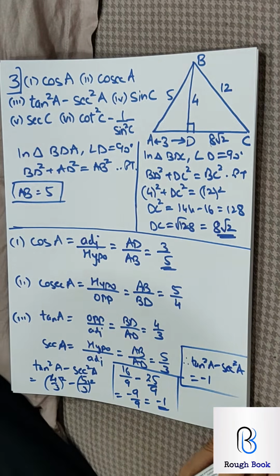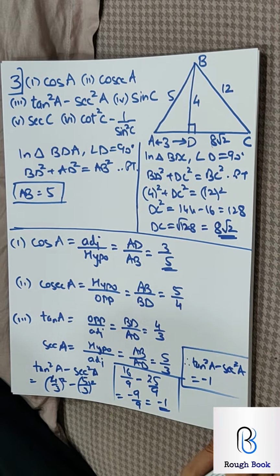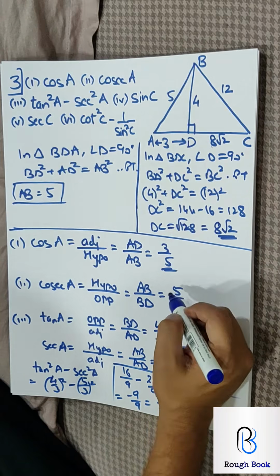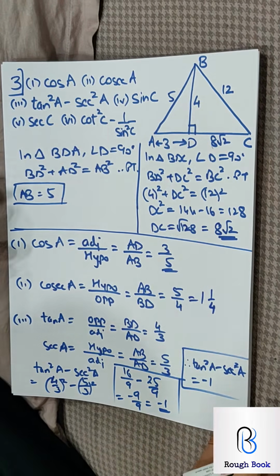Yeah, how many managed to reach there? Super. Let's go ahead. This is sum number 3. Okay, and we finished the first one, 3 by 5. This I can write in mixed form, and the third part is minus 1.